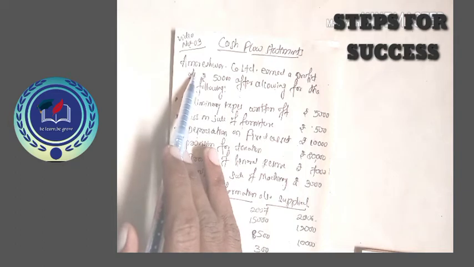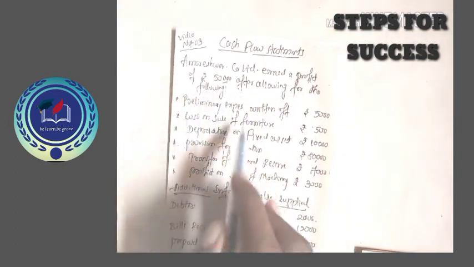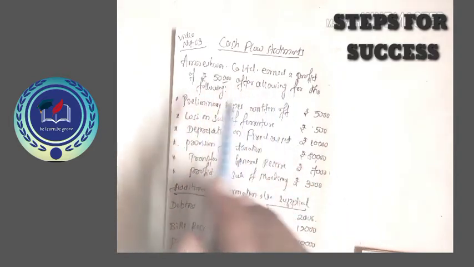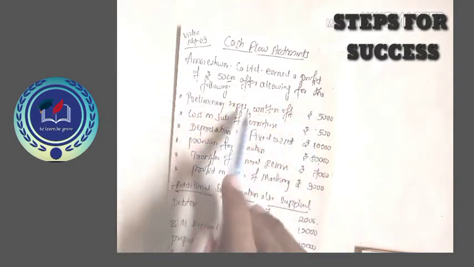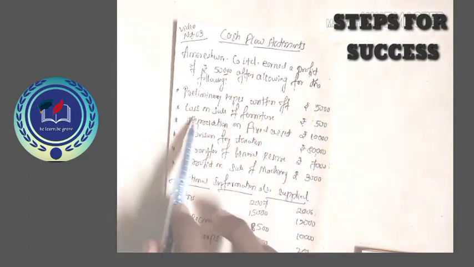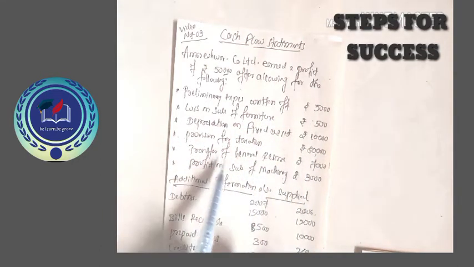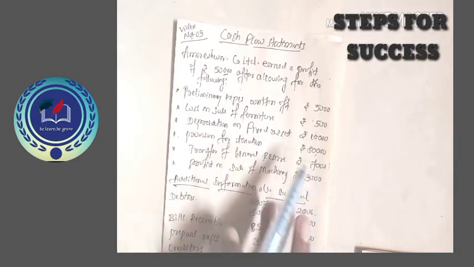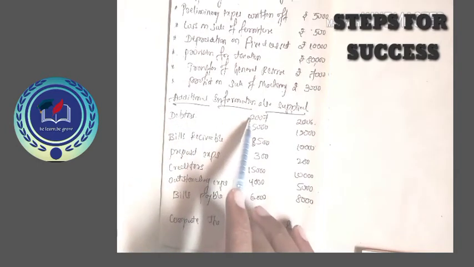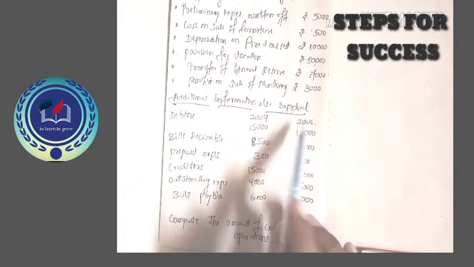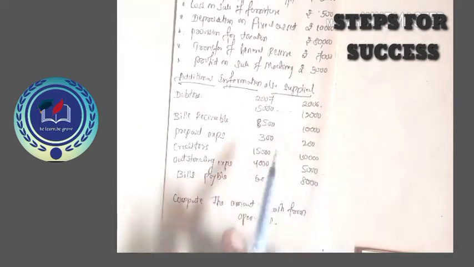What are the given data? Amareshwar Company Limited earned a profit, given directly. There is no profit and loss account or trading account given, only the profit, after allowing for the following data: preliminary expenses written off, loss on sale of furniture, depreciation on fixed asset, provision for taxation, transfer of general reserve, profit on sale of machinery. Additional information is also supplied. Data for 2 years, 2007 and 2006, is given. We can take the difference between the 2 years and make the solution for this question.